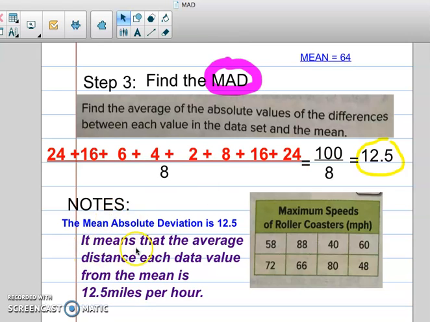It means that the average distance of each data value from the mean is 12.5 miles per hour. So each data value away from the mean is 12.5. So if I am one of these and I want to compete with any other roller coasters, I need to make my speed a little bit faster, like 12 miles per hour faster, so I could catch up with the average ones. Okay, so let's go next.